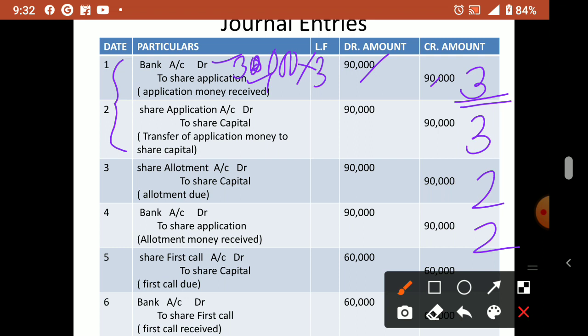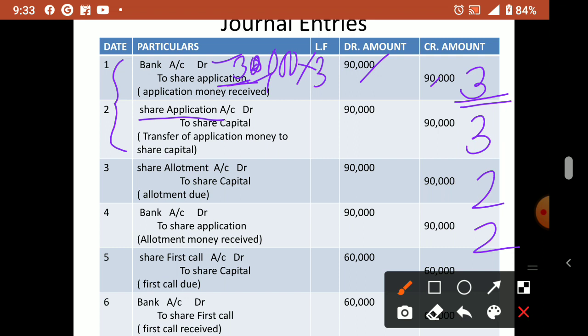So in one installment, two entries will be there. Okay. So now this application money we have to transfer to share capital. So what do we write? Share application is credited here, no? So in the second entry, you immediately debit it, so you will not forget. What to debit, don't get confused.